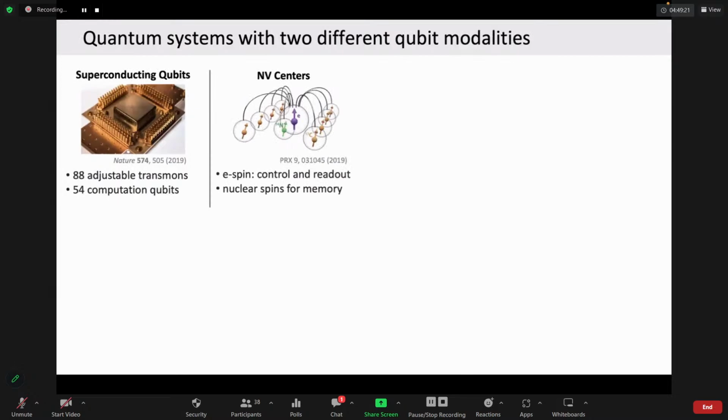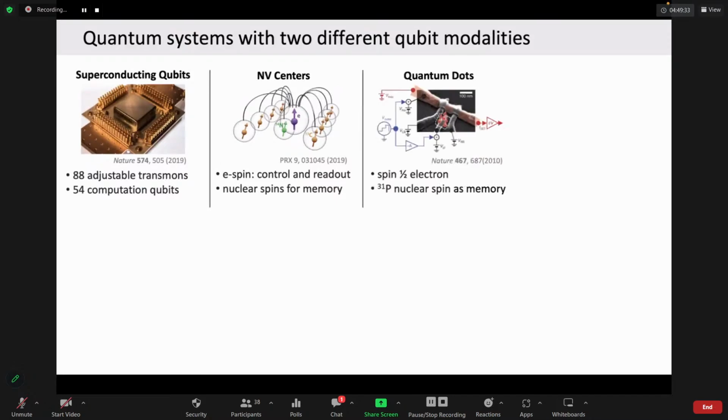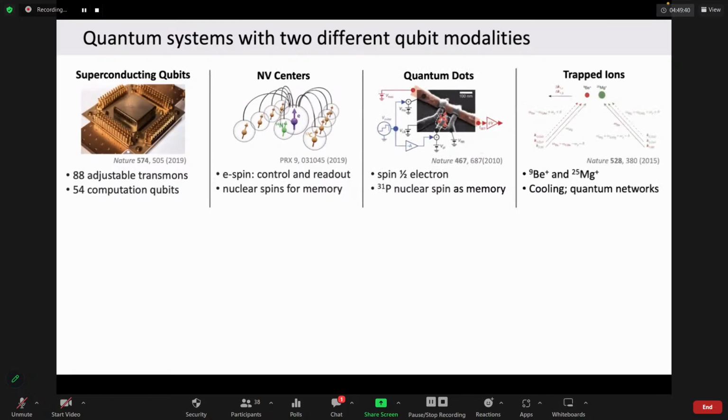Another architecture, NV centers, that I enjoy very much, also has two different qubit types: you have spin qubits and nuclear spin qubits, where you could use the nuclear spins as your quantum memory, very similarly in quantum dots. And something a little closer to single atoms would be trapped ions. People also use dual-species approaches there, for example, to realize sympathetic cooling between the two species.